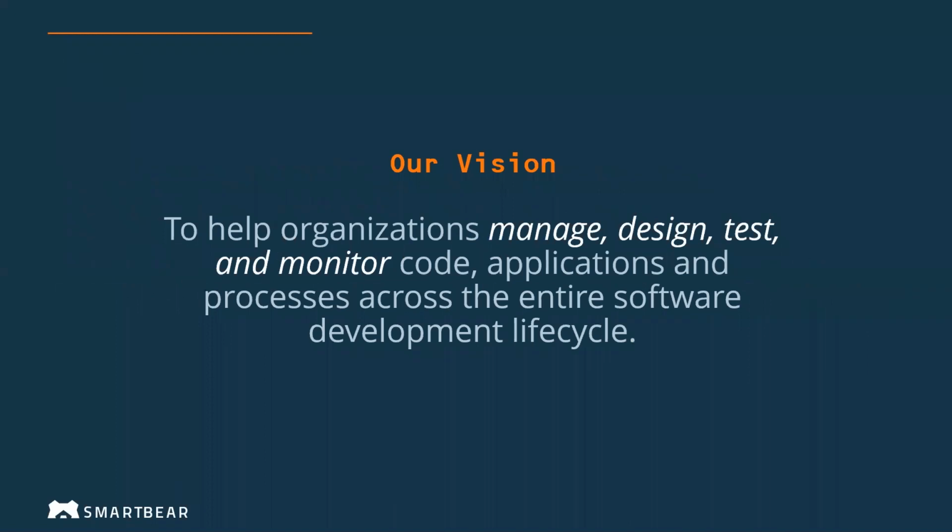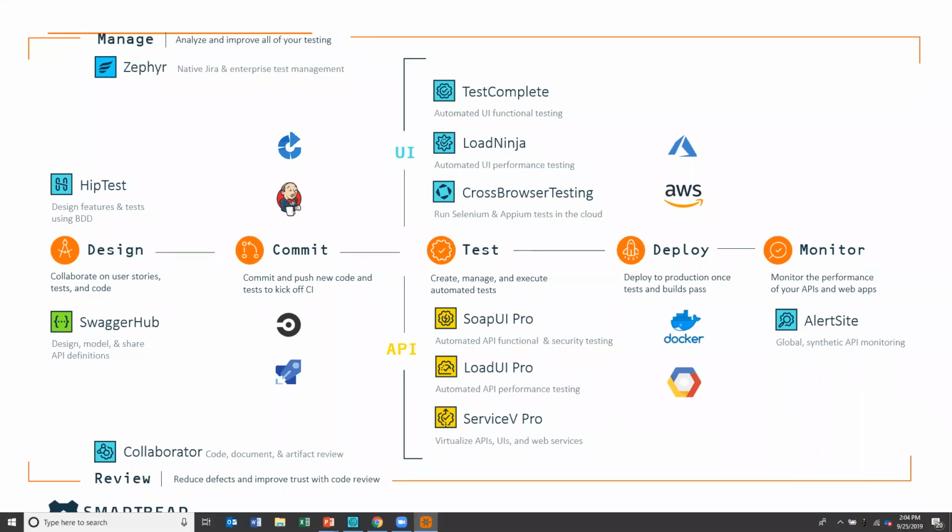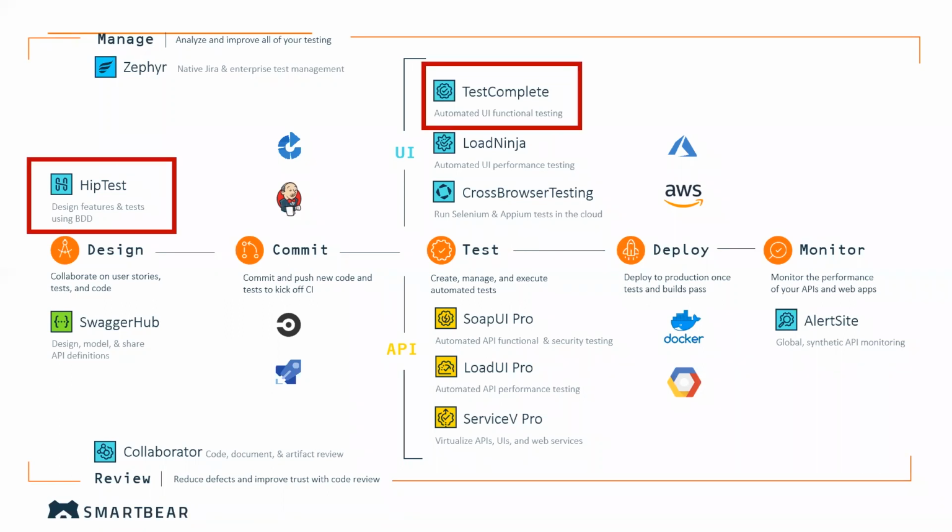All right, so just to start off with SmartBear itself and what our vision is. We help organizations such as yours to manage, design, test, and monitor several aspects of your code, your applications itself, and the processes across the entire software development lifecycle. And putting that into perspective in the tooling that we offer, we offer a variety of tools that fit into different aspects of the software development lifecycle. Today we'll primarily be focusing on 2 of them: HipTest and TestComplete, in the context of behavior-driven development. Of course, if you have any questions on any of the other products, we're happy to answer them as well.